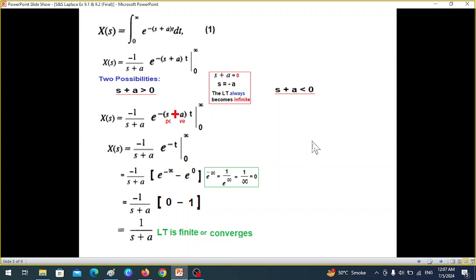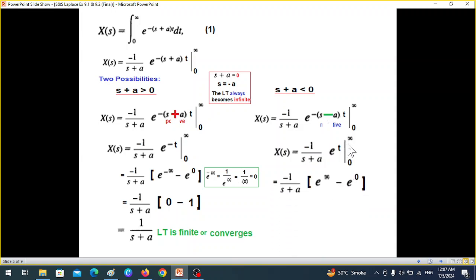Let's see what happens in the second scenario. And now this is S plus A less than 0. That means it is negative. Now put a negative sign. Now negative, negative, positive. So we can write this equal to e raised to the power positive t and the limit. And now putting the limit, this is e raised to infinity minus e raised to 0. And e raised to the power infinity will become infinity. So this whole thing will become infinite. And therefore, we'll say that the Laplace transform does not converge, becoming infinite. So one thing is clear.